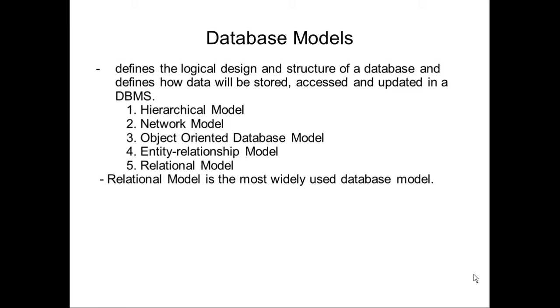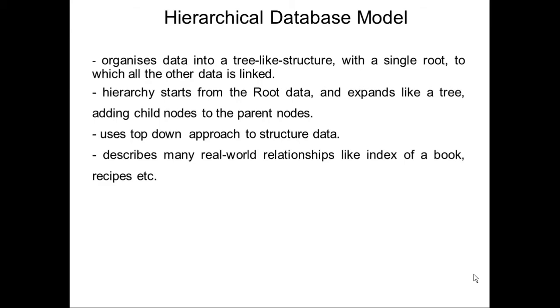There are a total of 5 types of database model: hierarchical, network, object oriented, entity relationship and relational. Among these 5, the relational model is the most widely used database model. Now we will see first, hierarchical.